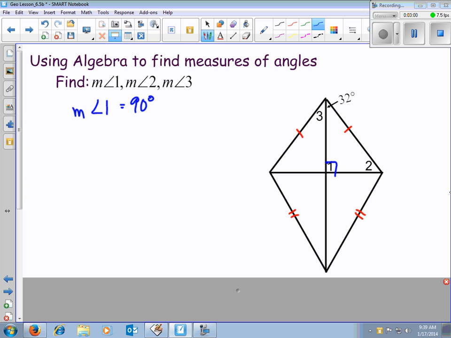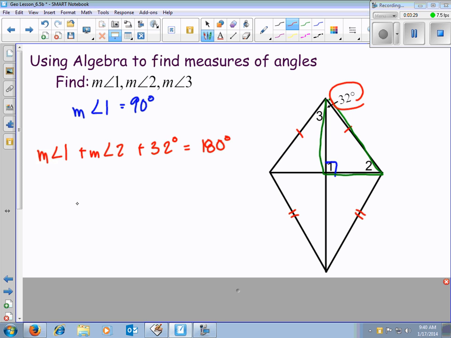Now, if you notice, right here, I have a triangle. How many total degrees are in a triangle? Think about it. Hopefully you said 180 because we've done this 1,000 times. So we know the measure of angle 1 plus the measure of angle 2 plus our 32 degree angle equals 180 degrees. Now, I know the measure of angle 1 is 90, so I have 90 plus the measure of angle 2 plus 32 equals 180 degrees.